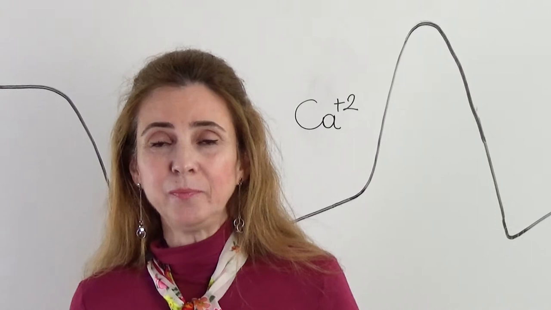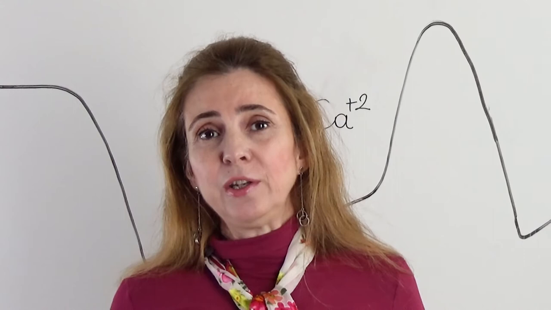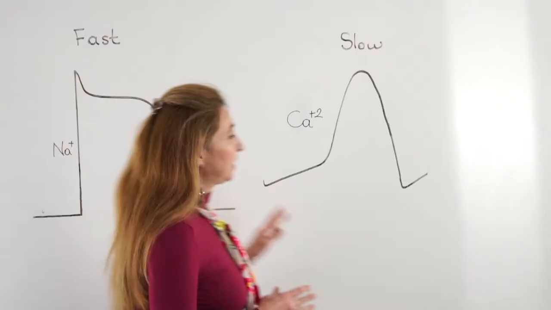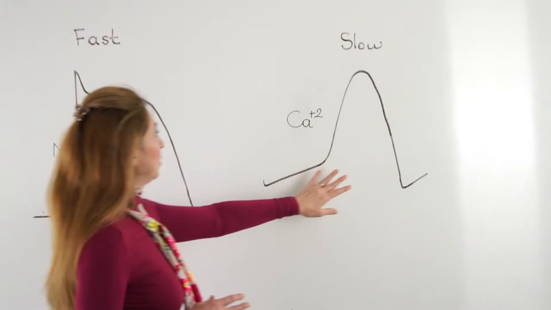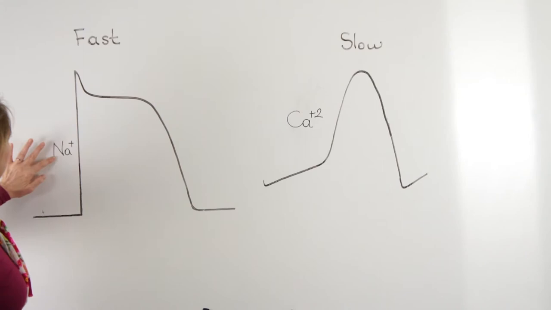In this video, I will try to explain the cardiac action potentials. Basically, there are two types of action potentials in the heart tissue: the fast action potential and the slow action potential. In the fast action potential, the depolarization phase of the action potential is produced by sodium. And in the slow action potential, it is mainly by the calcium ion.